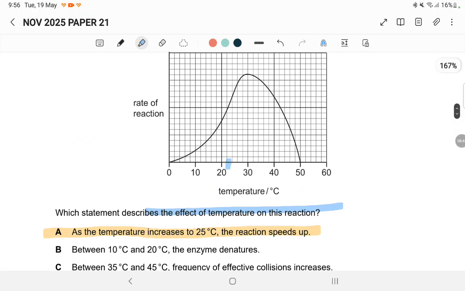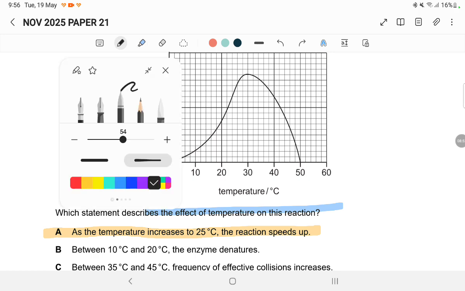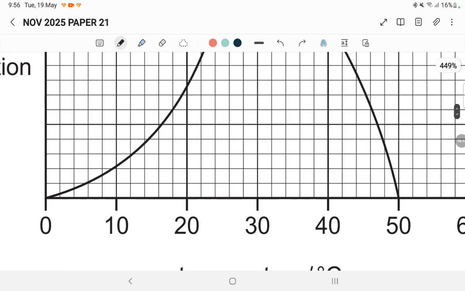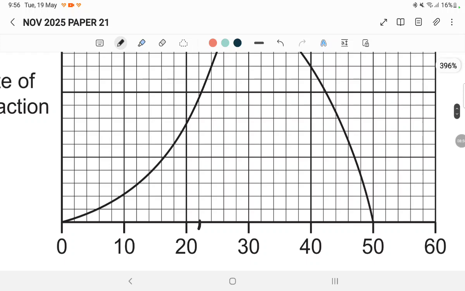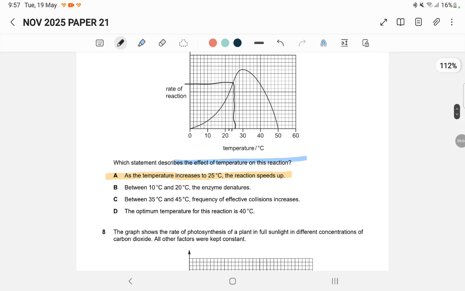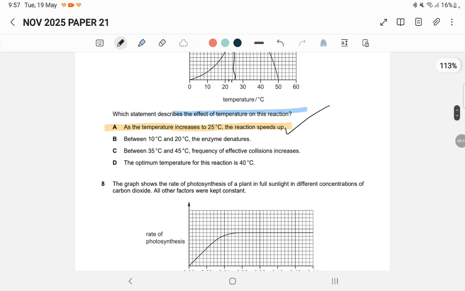So 21, 22, 23, 24, and now it's not like this, each line is by 2, so 22, 24, 25 is somewhere in between here. Yup, like this. So this is 25. So this reaction is speeding up. That fact is true. So A is really right.